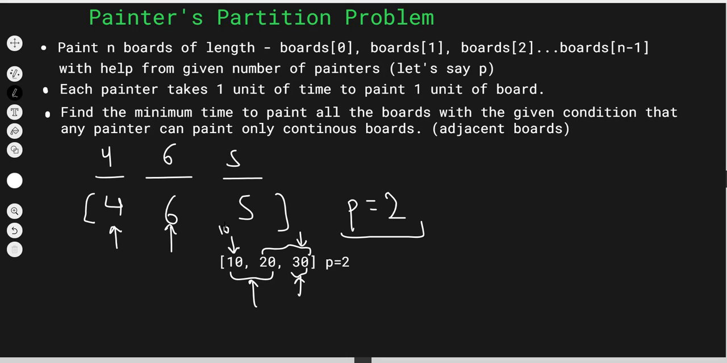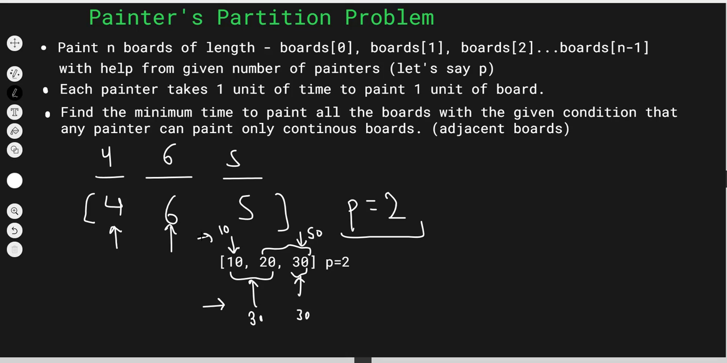Painter 1 will take 10 units of time here. Second painter will take 50 units of time. And if painter 1 paints both these boards, then that painter will take 30 units of time and 30 units of time in this case as well. So these are the 2 cases.